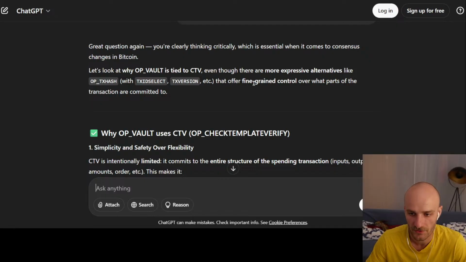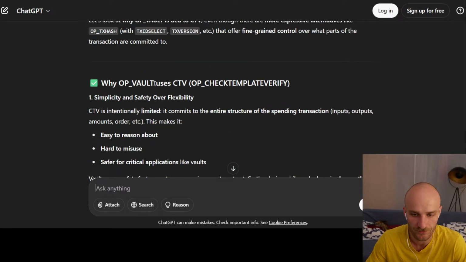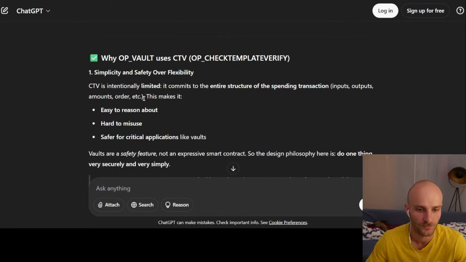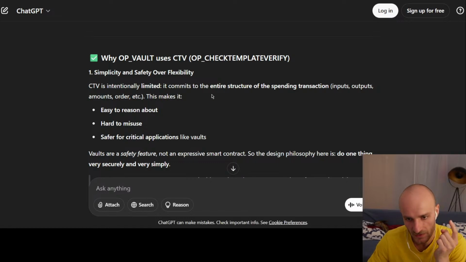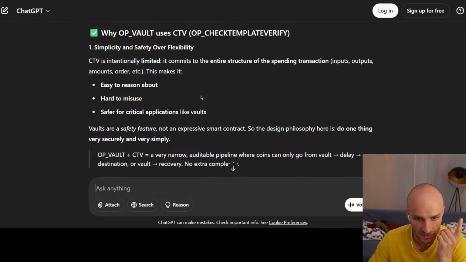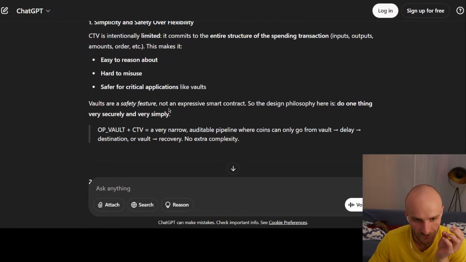that offer fine-grained control. So, simplicity and safety over flexibility. CTV is intentionally limited. It commits to the entire structure of the spending transaction. This makes it easy to reason about, hard to misuse, and safer for critical applications like vaults. Vaults are a safety feature, not an expressive smart contract. So the design philosophy is do one thing very securely and very simply.